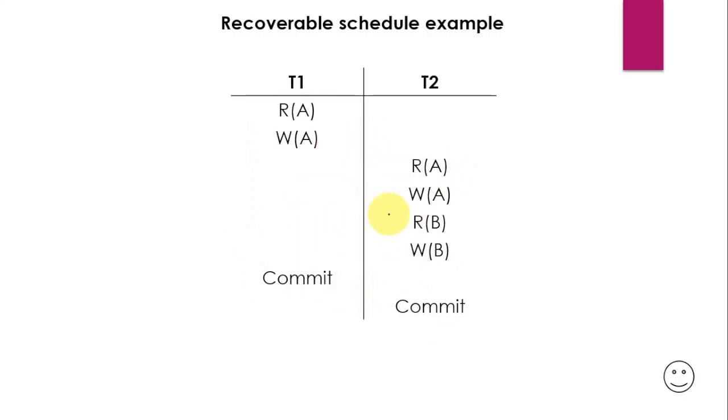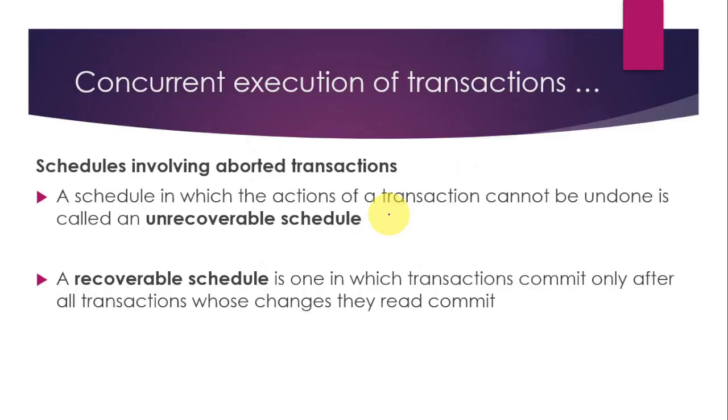So that's it. This is about concurrent execution of transactions, where you have seen what a serializable schedule is. And you have seen three types of conflicts: write read, read write, and write write conflicts. And finally, you have seen the concept of schedules involving aborted transactions, where you have seen two types of schedules: unrecoverable schedule and recoverable schedule.